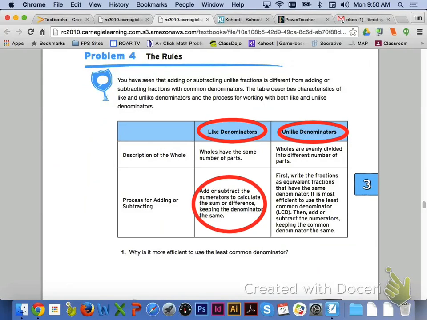If we are looking at unlike denominators, what we are going to do is first write the fractions as equivalent fractions that have the same denominator. We should hopefully know by now that it is most efficient to use the LCD, or the least common denominator, which is the least common multiple. Then you're going to add or subtract the numerators, and keep the common denominator the same. Hopefully that's helpful. Come back and refer to this table to understand the rules when adding or subtracting with like or unlike denominators.